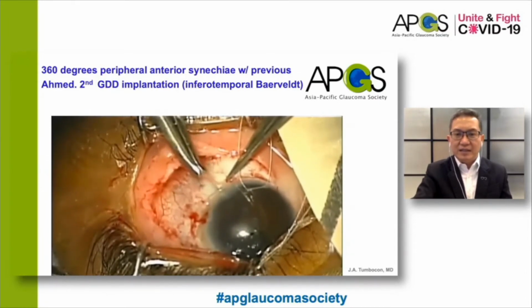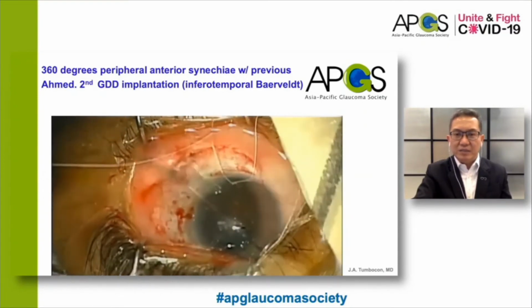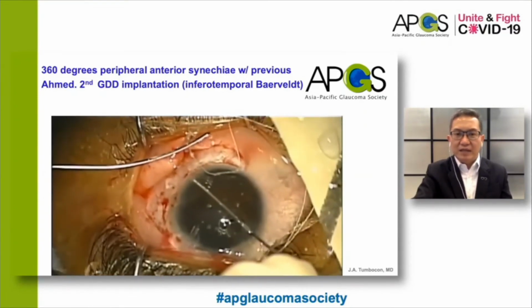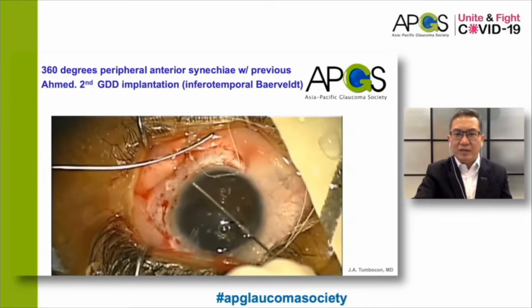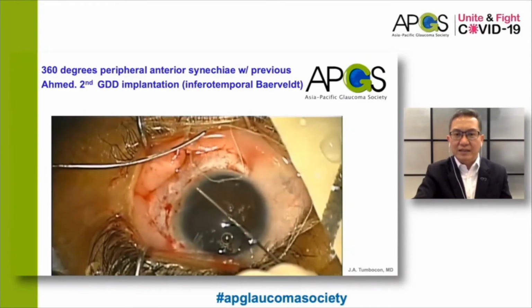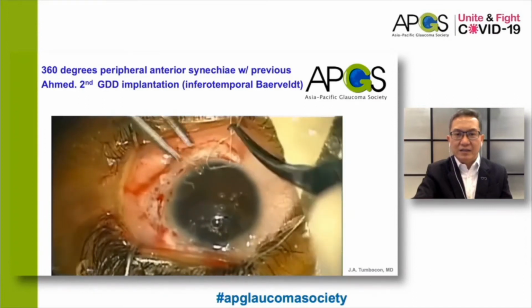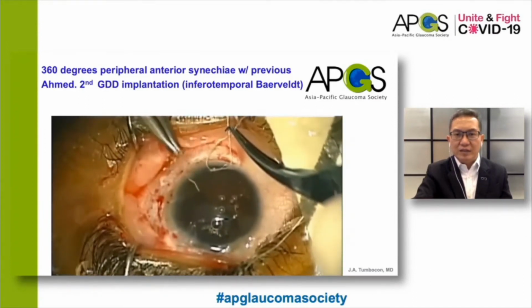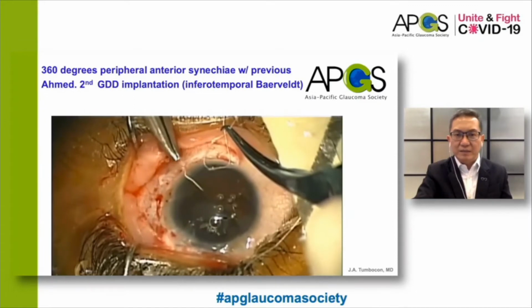So in this case, a useful but simple maneuver is to inflate the eye with OVD, or ophthalmic viscoelastic device, to push back the iris. Then the tube should go in with minimal difficulty.